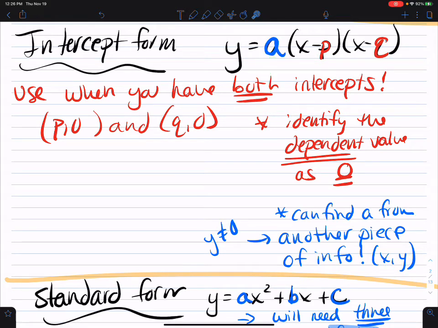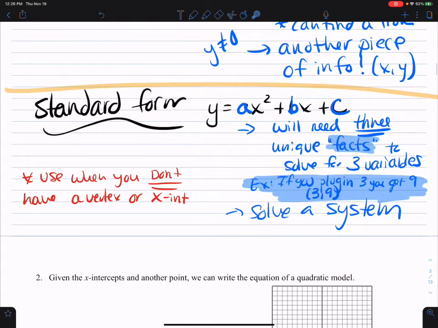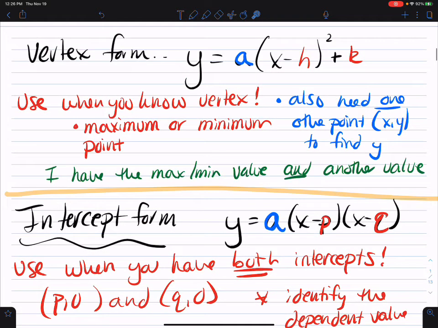but would normally need another piece of information to help us find a. And then standard form really honestly is just your last option. And I wrote down, you should use standard form when you can't use one of the other forms. Because again, these other forms are more visual.